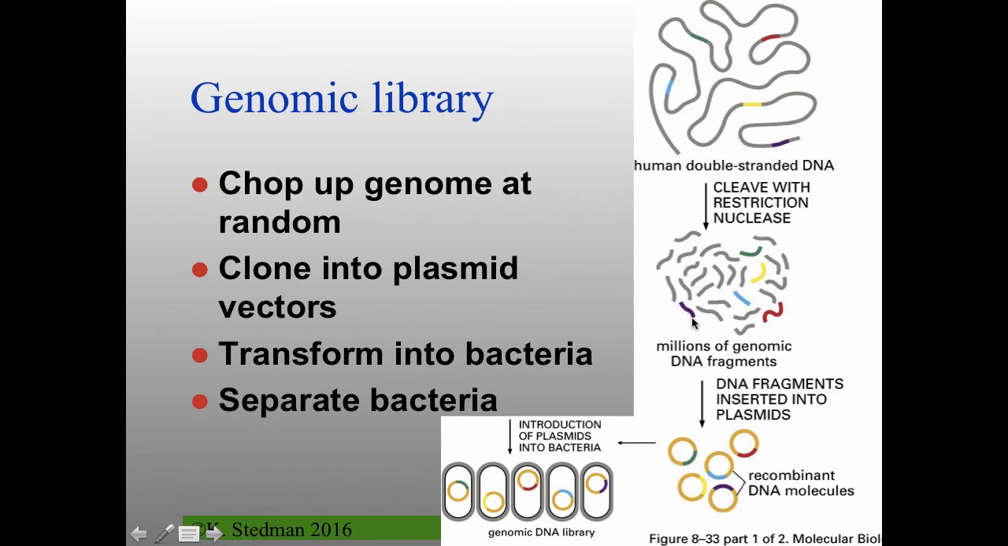If you took all the pages from all the books and mixed them up and threw them on the ground in the library, that would not be very useful. However, if you have them in books, then you can separate all of them relative to each other. The problem is all the books look exactly the same. And so how do you figure out which of the books is the one you want? Then you do the blot.